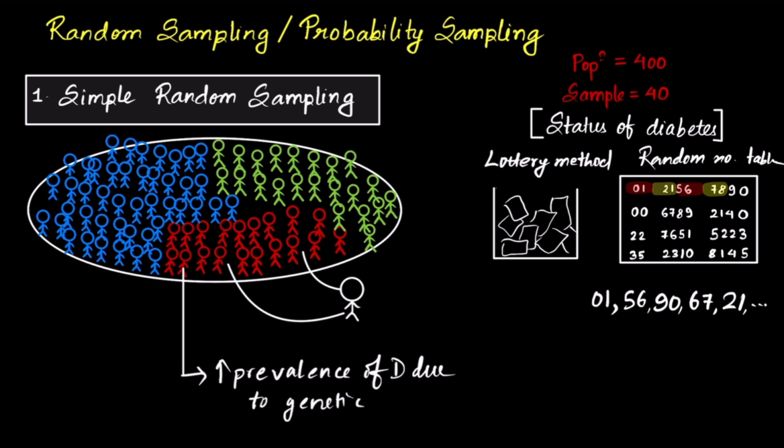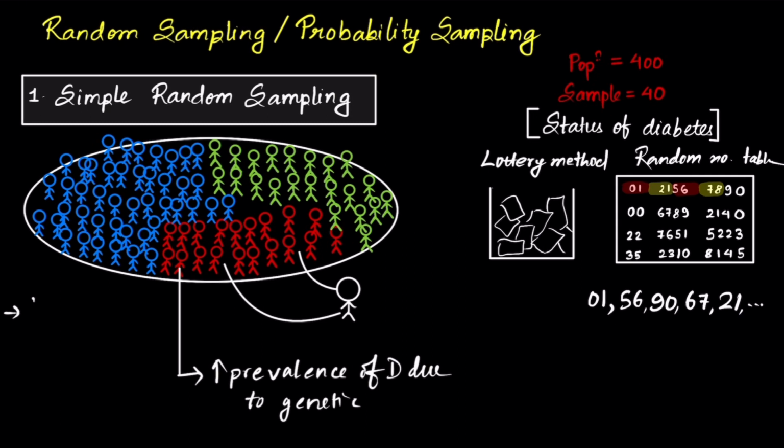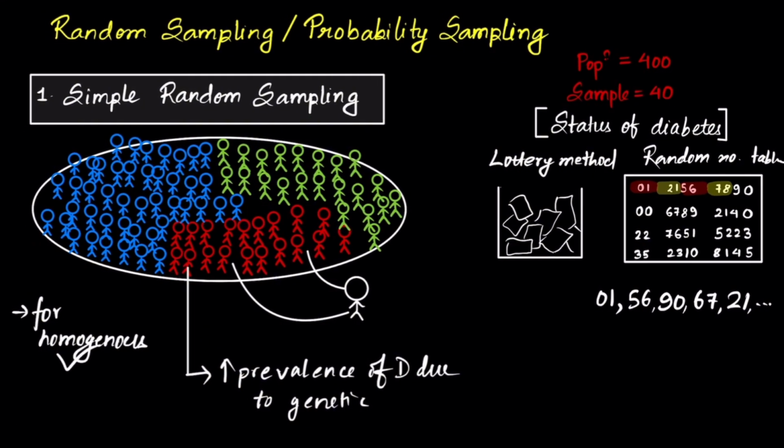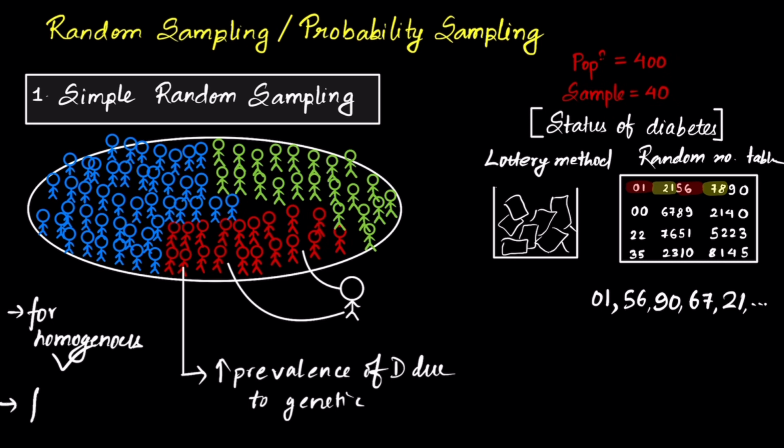That is why you carry out simple random sampling for a homogeneous community. For a homogeneous community, simple random sampling is best, but simple random sampling should not be carried out for a heterogeneous community.